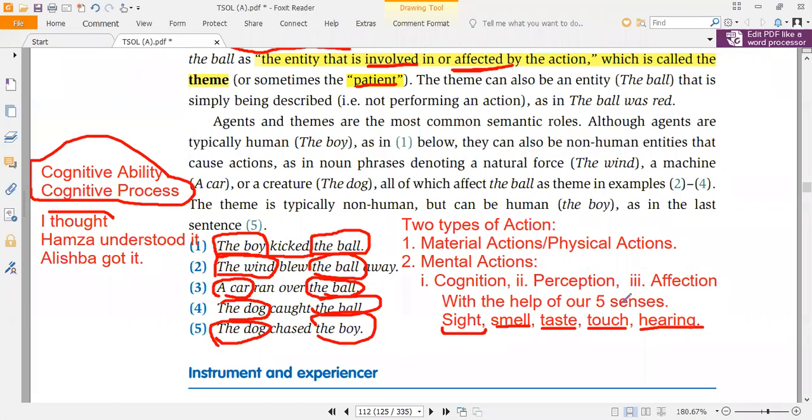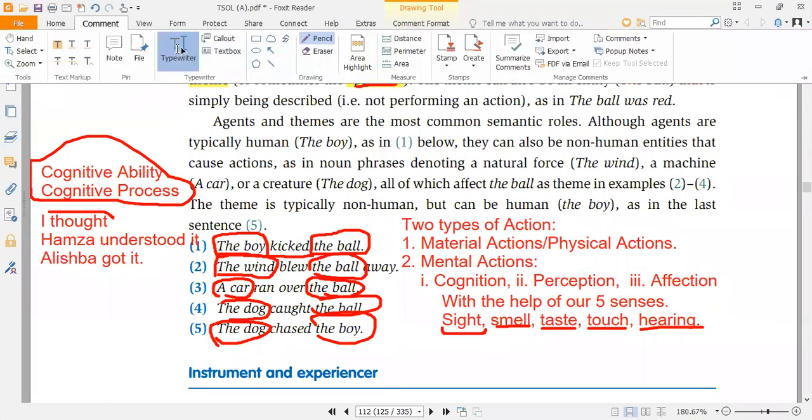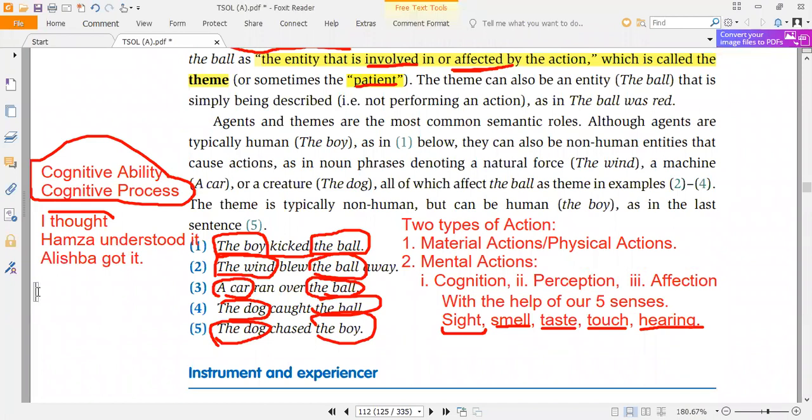So perception, we perceive things with the help of our five senses. If I say, tell me some names from your class. Nafis and, sorry, Nazif saw a bird. Nazif saw a bird.